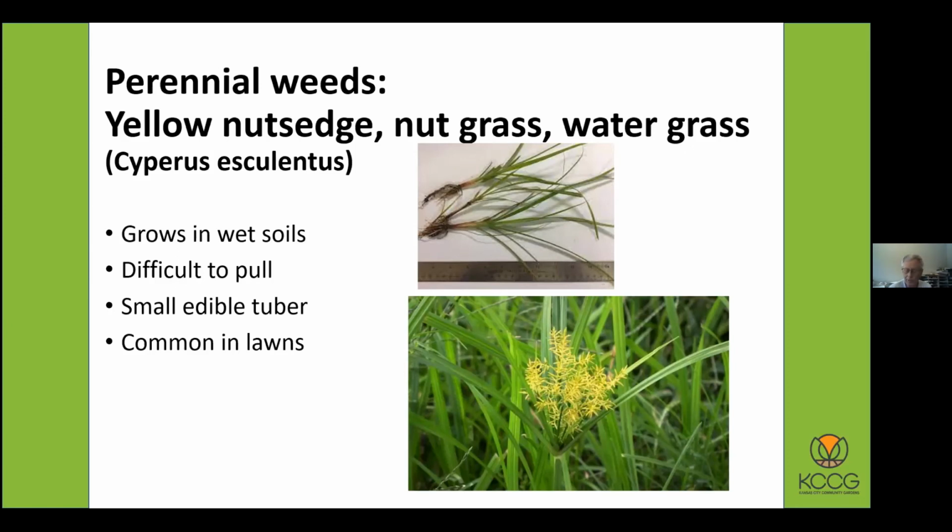So if you really want to get rid of it in your garden, you'll have to dig down a little bit with a trowel or something, and then pull it out from that and get out that little tuber. But if you keep pulling it, eventually it will be weakened. Now there are some chemical herbicides, but they are not the sort of thing you'd want to use in a vegetable garden. So that is definitely not recommended.